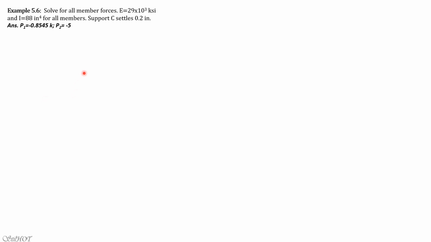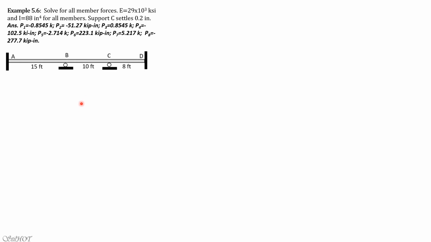Let's have example 5.6 from your handouts. Solve for all member forces. E is 29 times 10 to the 3 ksi. Moment of inertia is 88 inches to the fourth for all members. So this is an example with support settlements. Support C settles 0.2 inch. Compute for all member forces.